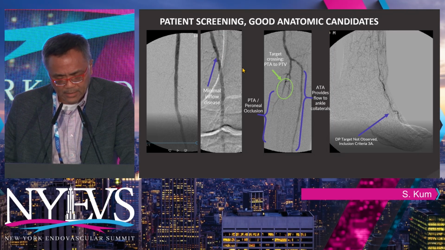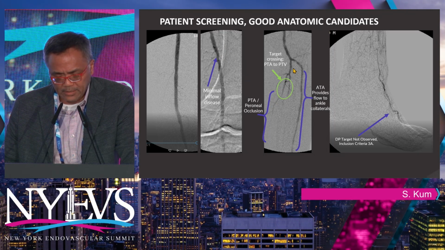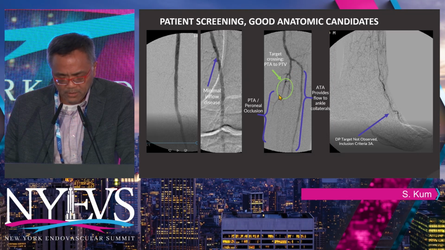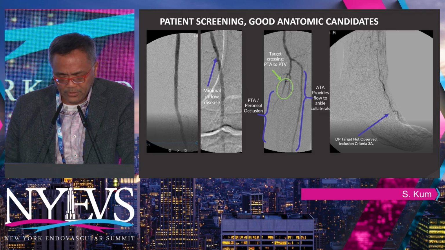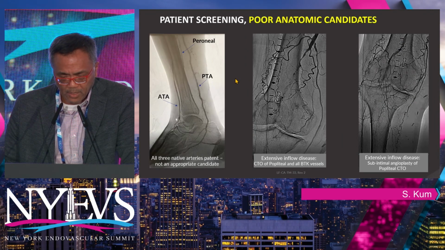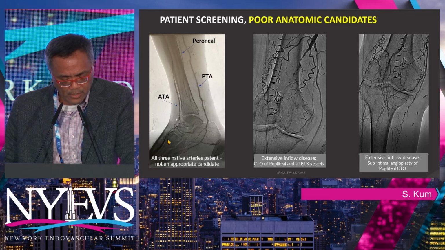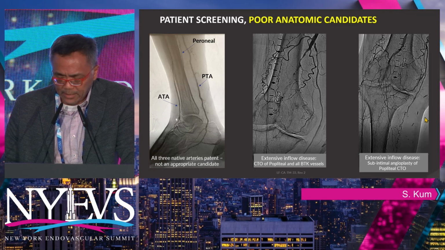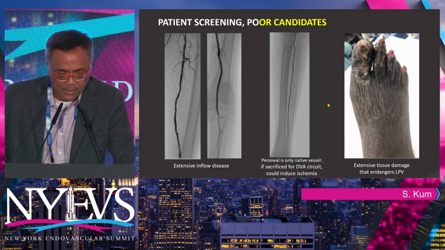Angiographically, good candidates are those where, when you cross from the artery to the vein, you don't compromise the existing collaterals. So possible locations to cross are over here. Generally speaking, we don't do the anterior circulation. Poor candidates are those with inflow disease, those who do not have no option status. So these are the patients that you would treat with other modalities.